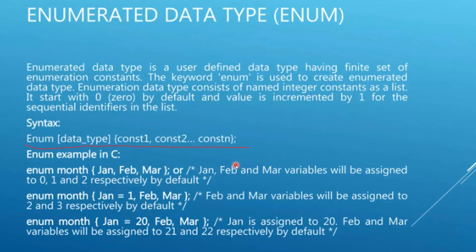Enumerated data type is also a user defined data type. That means the data type is given by the user along with constant values. As I mentioned in the examples, you can check here enum month. Enum is a keyword, and month I want to create as a data type with jan, feb, march, and this month will become the new data type now, and these will be the constants of this data type.